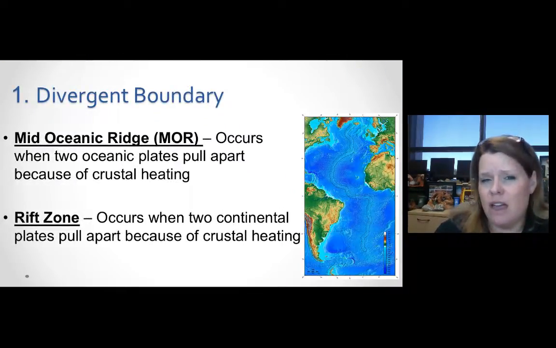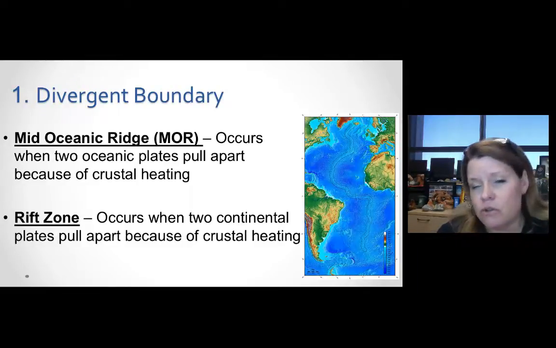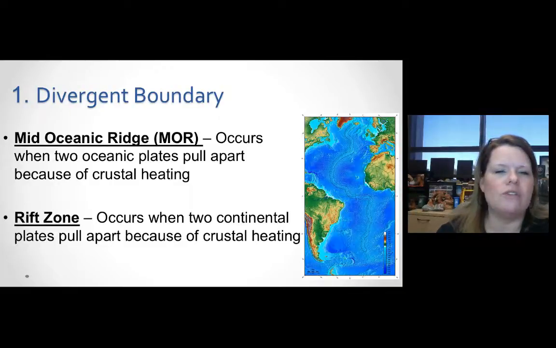So to define a divergent plate boundary, to be specific, a mid-oceanic ridge, an MOR, occurs when two oceanic plates pull apart because of crustal heating. There's a hot spot under there. There are, FYI, about 55 hot spots identified around the world. A rift zone occurs when two continental plates pull apart.